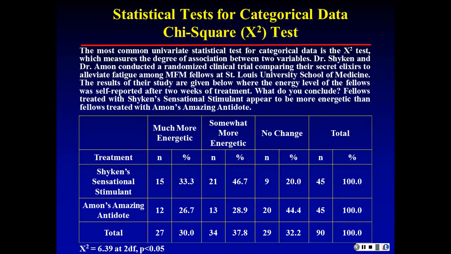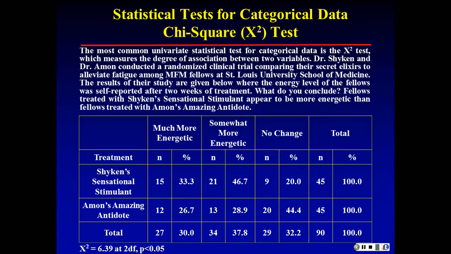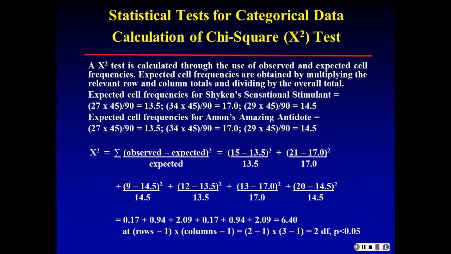Now, all of you, I'm sure, have seen chi-squared innumerable times in the literature. Do any of you really know what it means or how it's calculated? Well, chi-squared is simply calculated through the use of observed and expected cell frequencies.